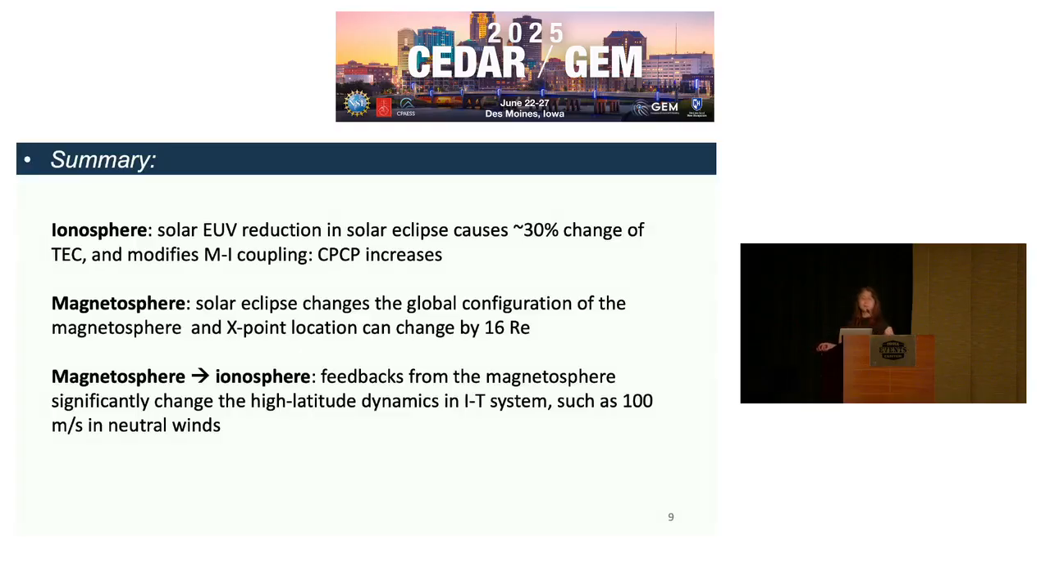In summary, the solar UV reduction in the solar eclipse can cause roughly 30% change of TEC and modified AMI coupling. And the magnetosphere changes its global configuration, and the X point location can be different by 16 RE. And the feedback from the magnetosphere to the ionosphere is important for the ionosphere-thermosphere dynamics for sure. Thank you.